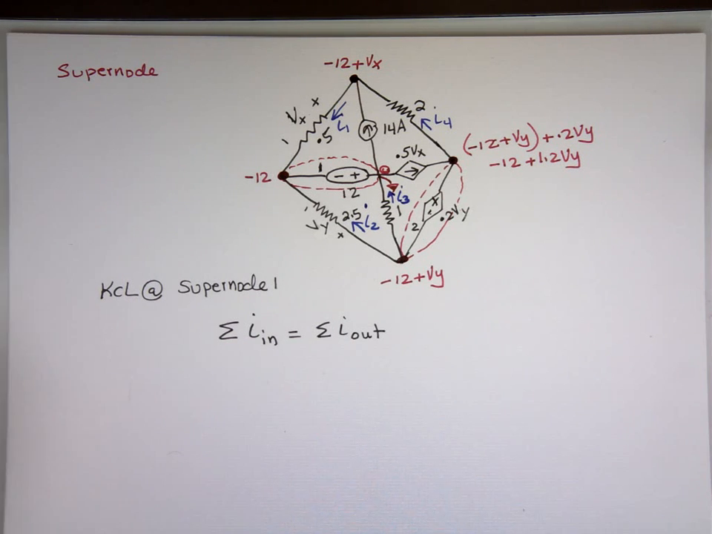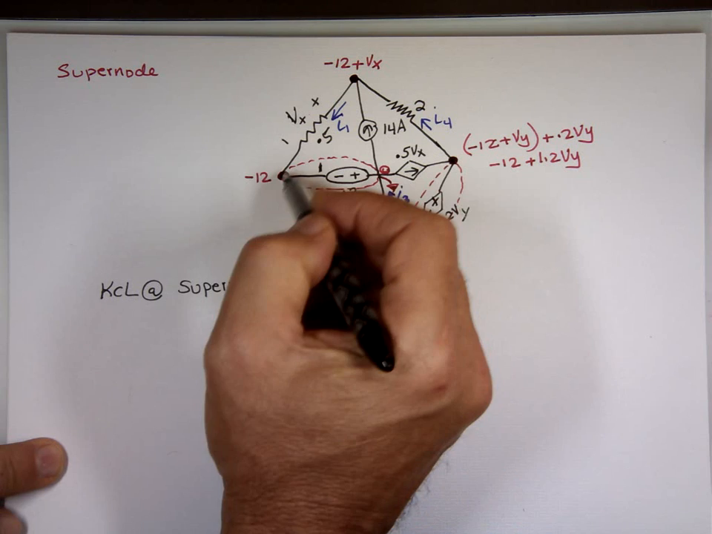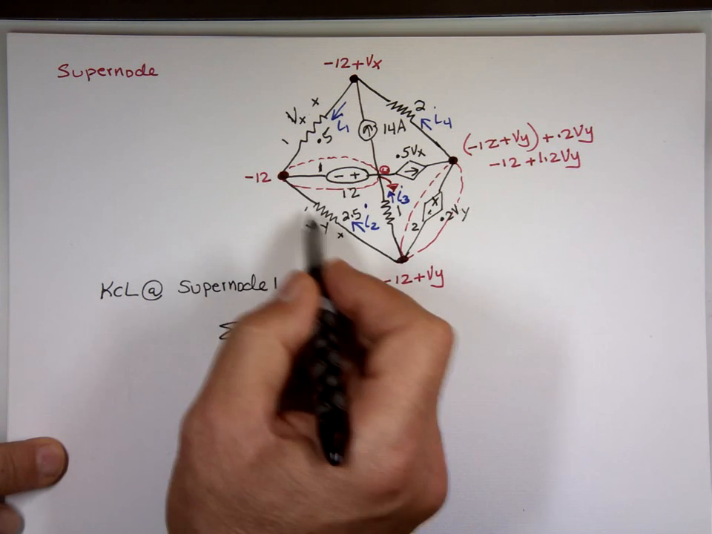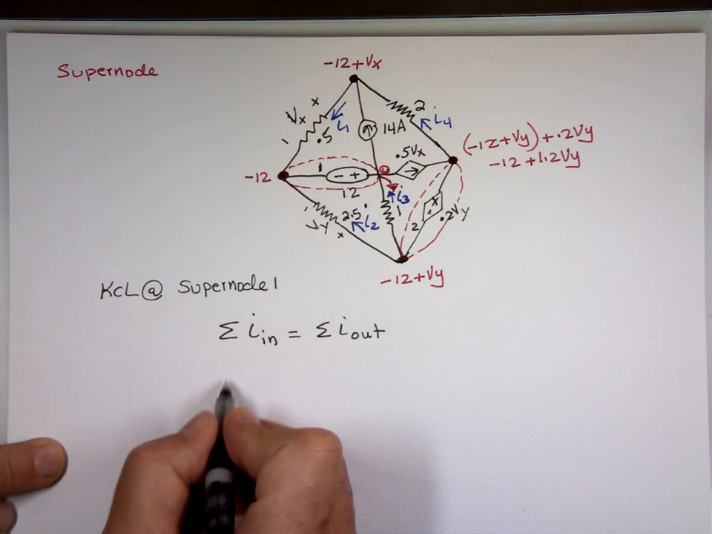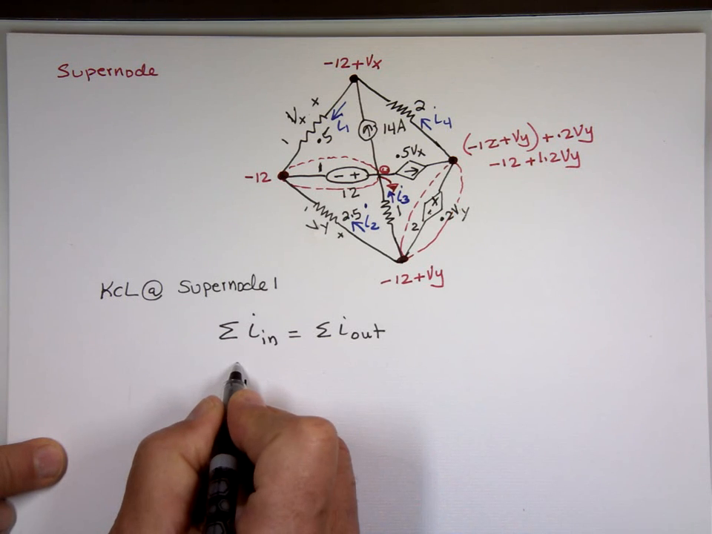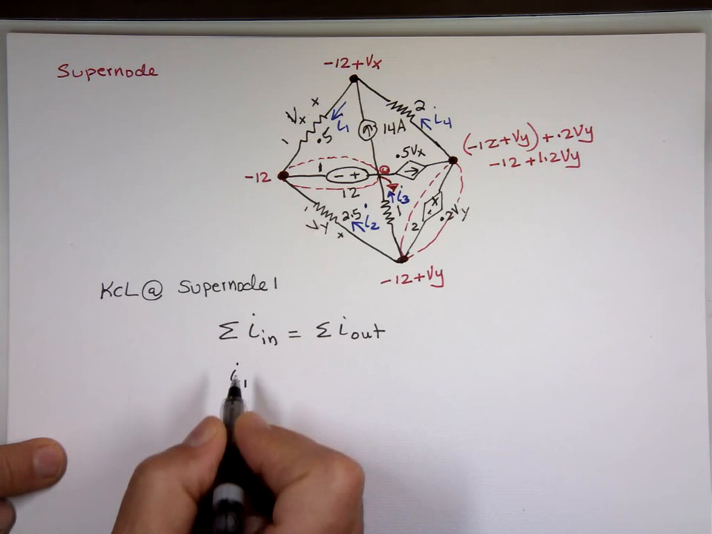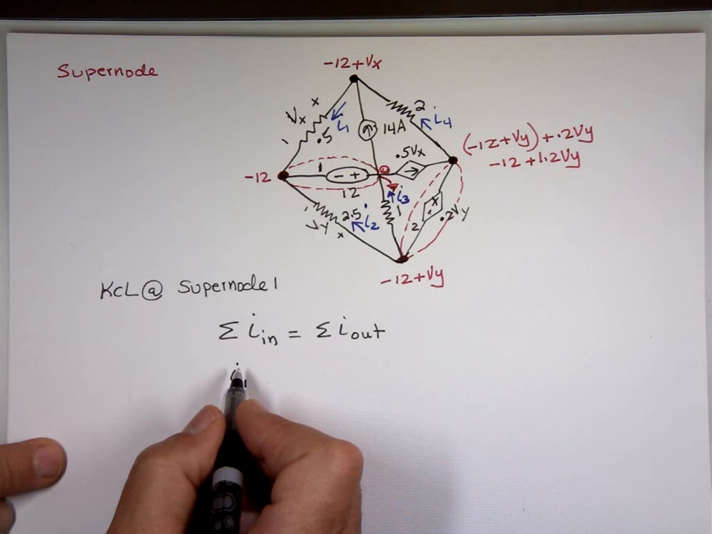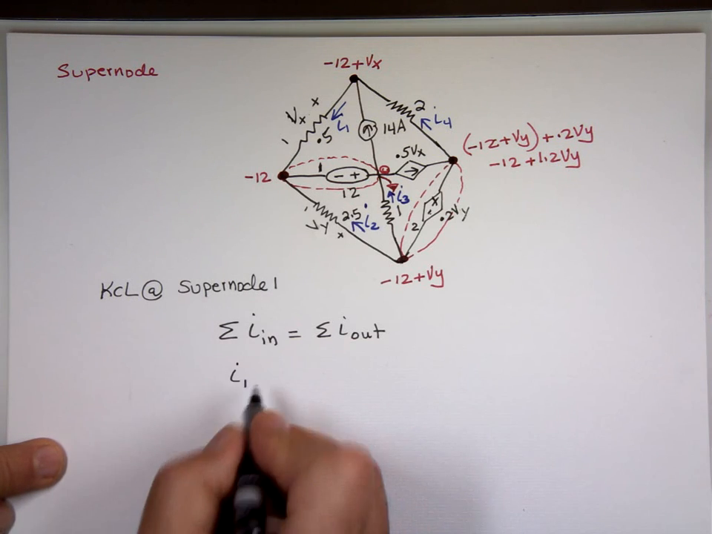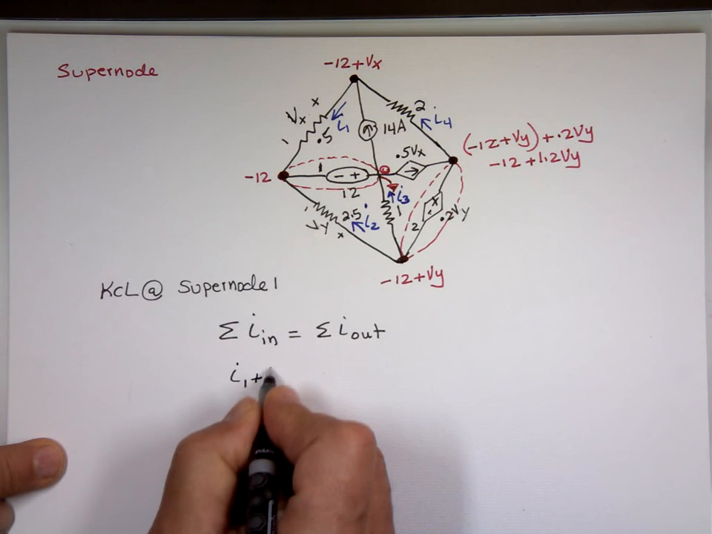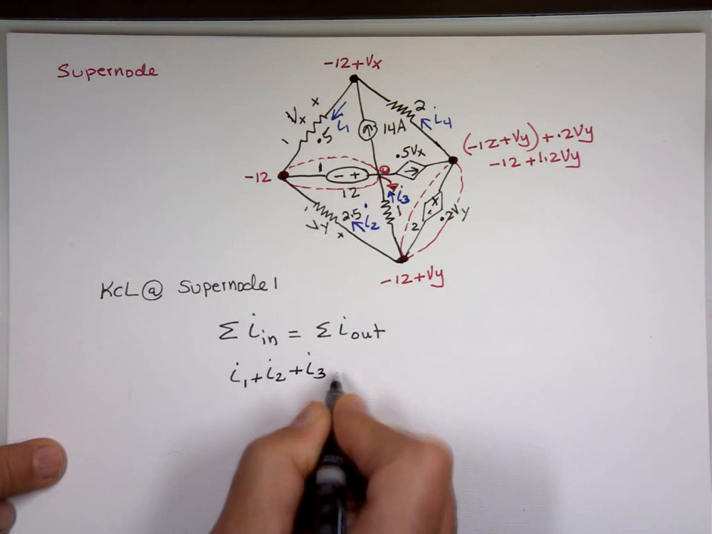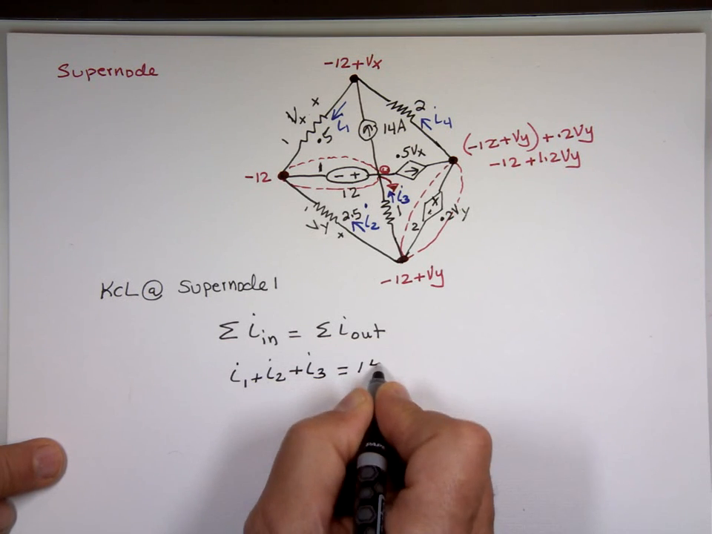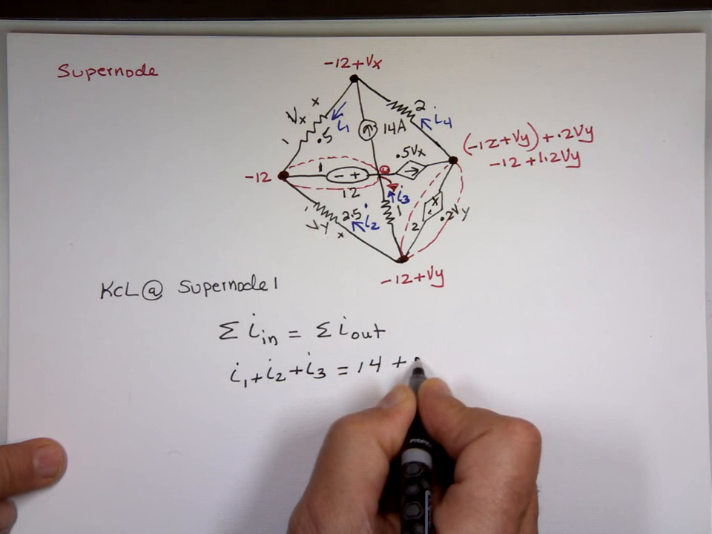What is going into that node? Let's look and see. I see I1 going into it. I see I2 going into it. I see I sub 3 going into it. I sub 4 is leaving, and this one's leaving, yeah. So I1, I2, and I3 are going in. And what's leaving? 14 plus 0.5 Vx.